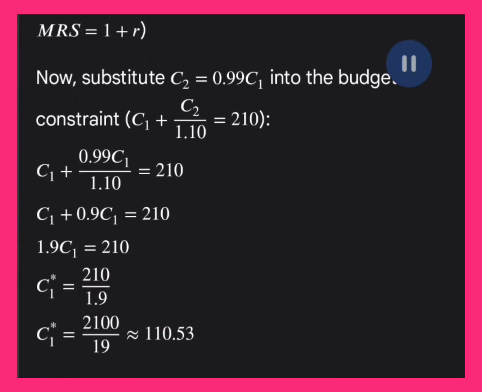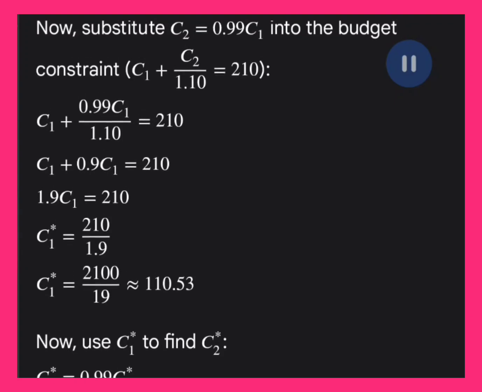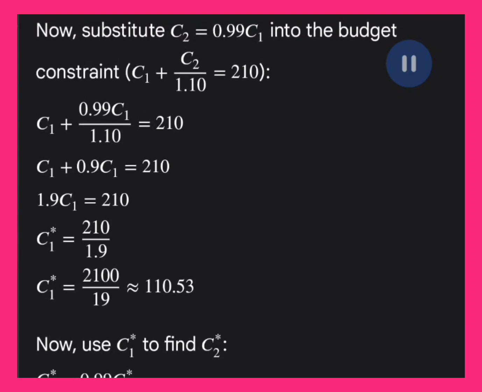C_1 plus 0.9 C_1 equals 210. 1.9 C_1 equals 210. C_1 star equals 210 over 1.9. C_1 star equals 2100 over 19, approximately 110.53.